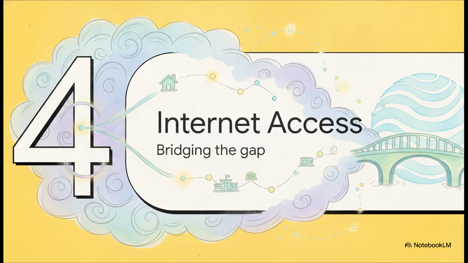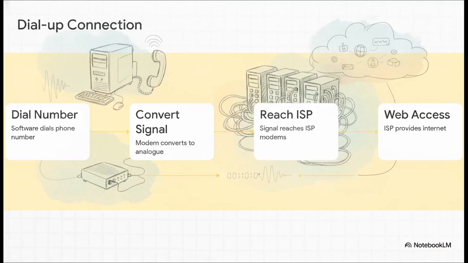Bridging the gap. You know, to really understand how we connect today, it helps to look back at how we used to connect using legacy dial-up. It was a very literal, step-by-step process. First, software on your computer would physically dial a phone number. Second, your modem would convert your digital data into an analog sound signal. Third, that sound traveled over fixed phone lines to a whole bank of modems at your internet service provider, or ISP. And finally, the ISP would convert the signal back and provide your bridge to the broader internet.